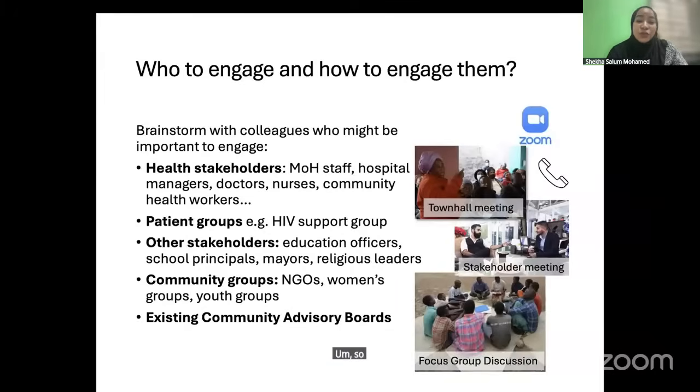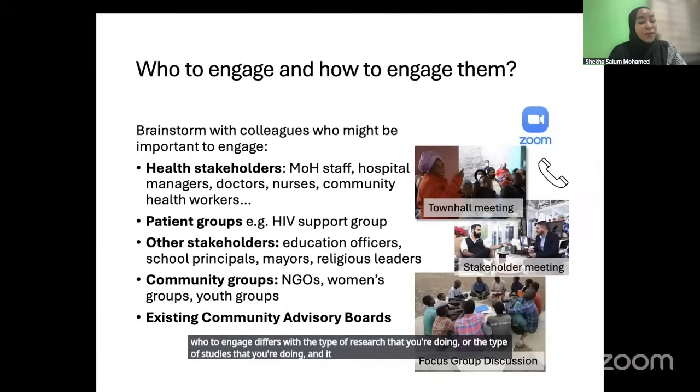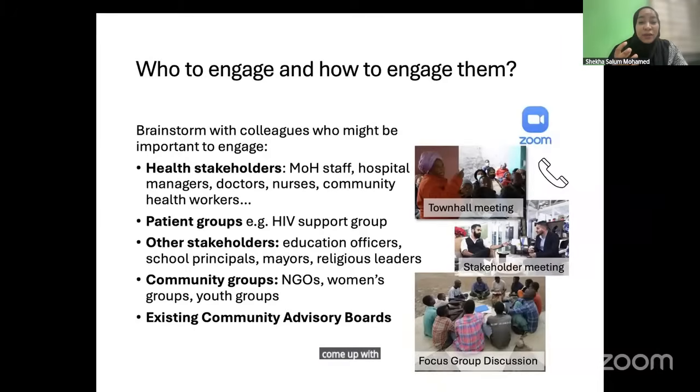Here you might want to brainstorm with colleagues in your own institute or your own team, and think about who to engage. It could be different varieties of groups, because who to engage differs with the type of research or the type of studies that you're doing. And it might be very helpful for the colleagues who are collaborating with you to come up with the list of people, stakeholders, or groups to engage.